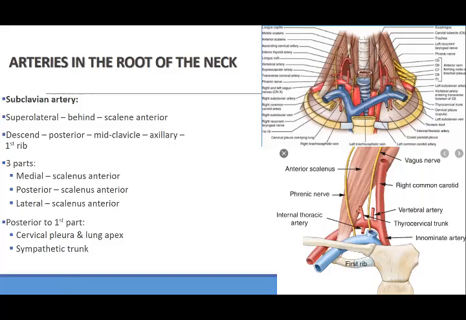That is not shown here. Okay, here they have shown only the structures passing anterior to the subclavian, which include the vagus nerve and the phrenic nerve. These are the structures which are lying in front of the first part of the subclavian. In fact, the phrenic nerve and the vagus nerve, the 10th cranial nerve, are passing between the subclavian artery and the subclavian vein.